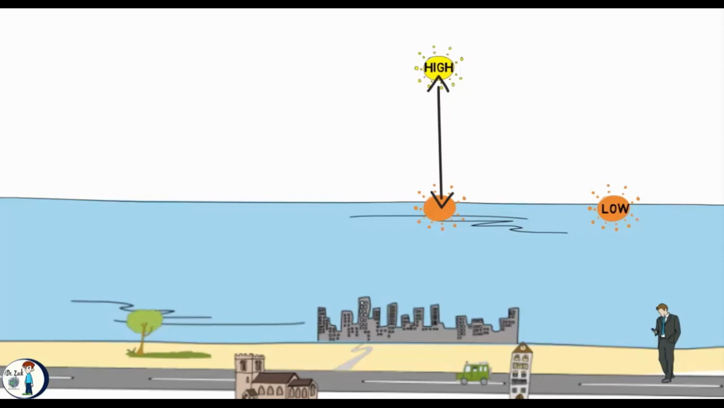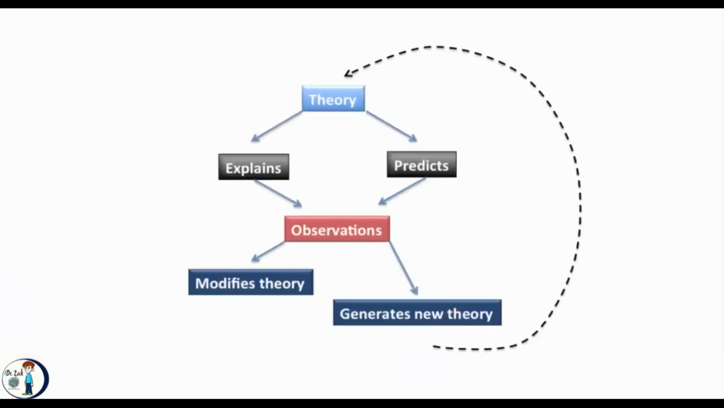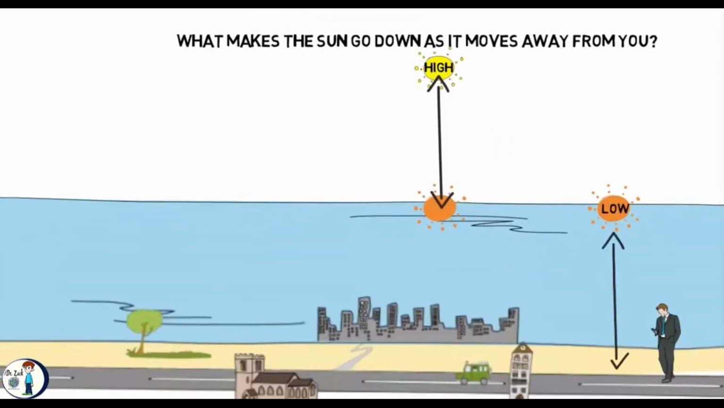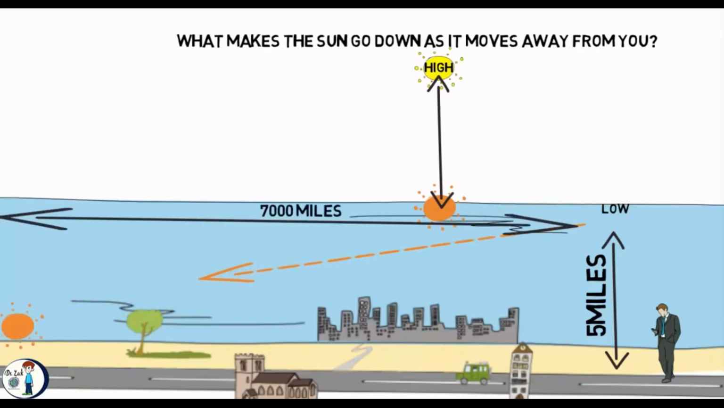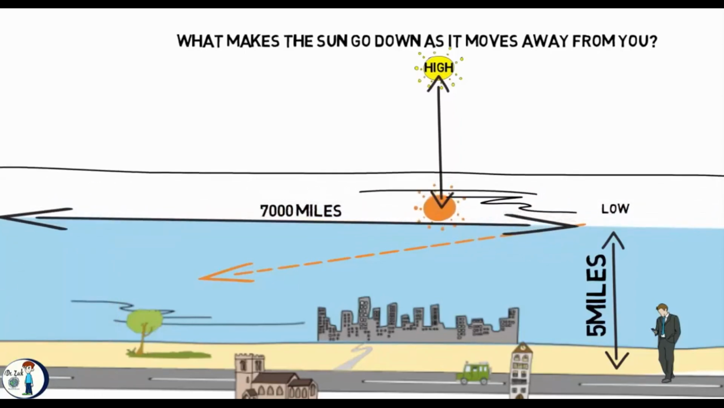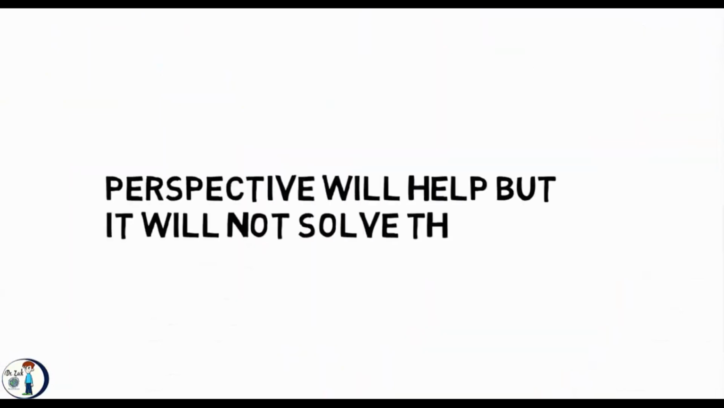Now the question is, what makes the sun go down as it moves away from you? There are a few theories about this, but they can all be wrong. But let us explain one theory. If the atmosphere plane is only 5 miles up and the apparent sun is right above it, then yes, perspective can make the sun go down in less than 7,000 miles away from the observer. And this will make the flat earth model work. But you and I believe that the atmosphere plane or atmosphere is a lot thicker than that. Therefore, perspective will help a little, but not a lot.